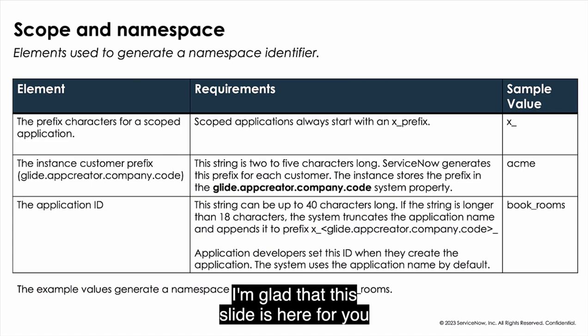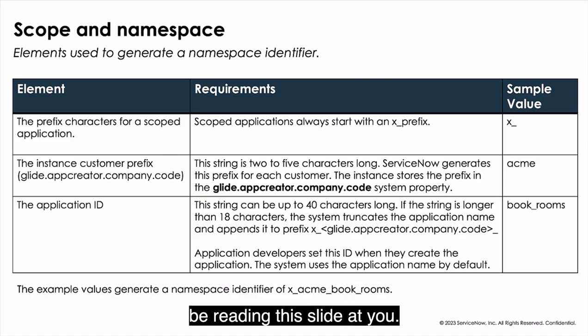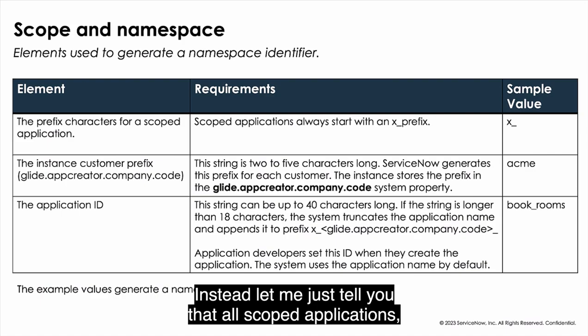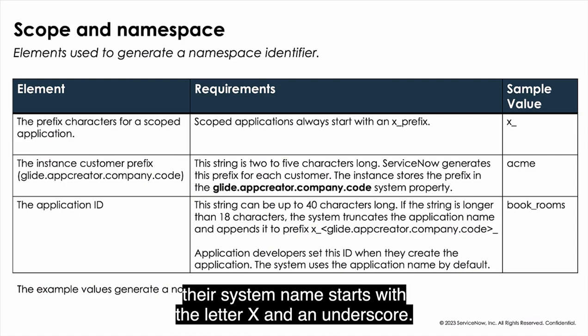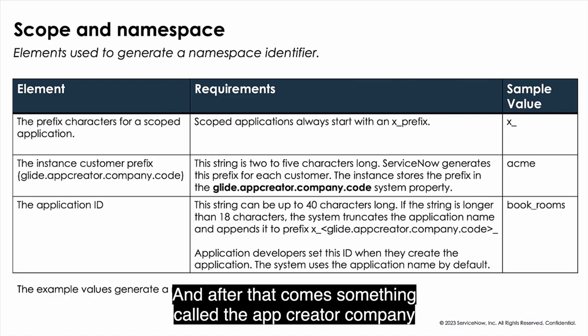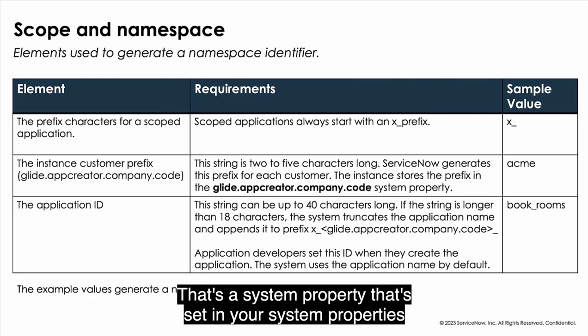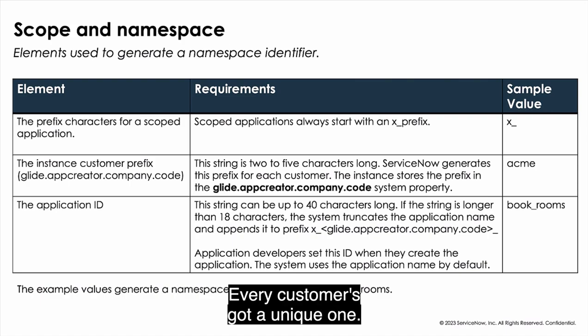I'm glad that this slide is here for you to come back and refer to, but I will not be reading this slide at you. Instead, let me just tell you that all scoped applications, their system name starts with the letter X and an underscore. And after that comes something called the app creator company code. That's a system property that's set in your system properties table. Every customer's got a unique one.